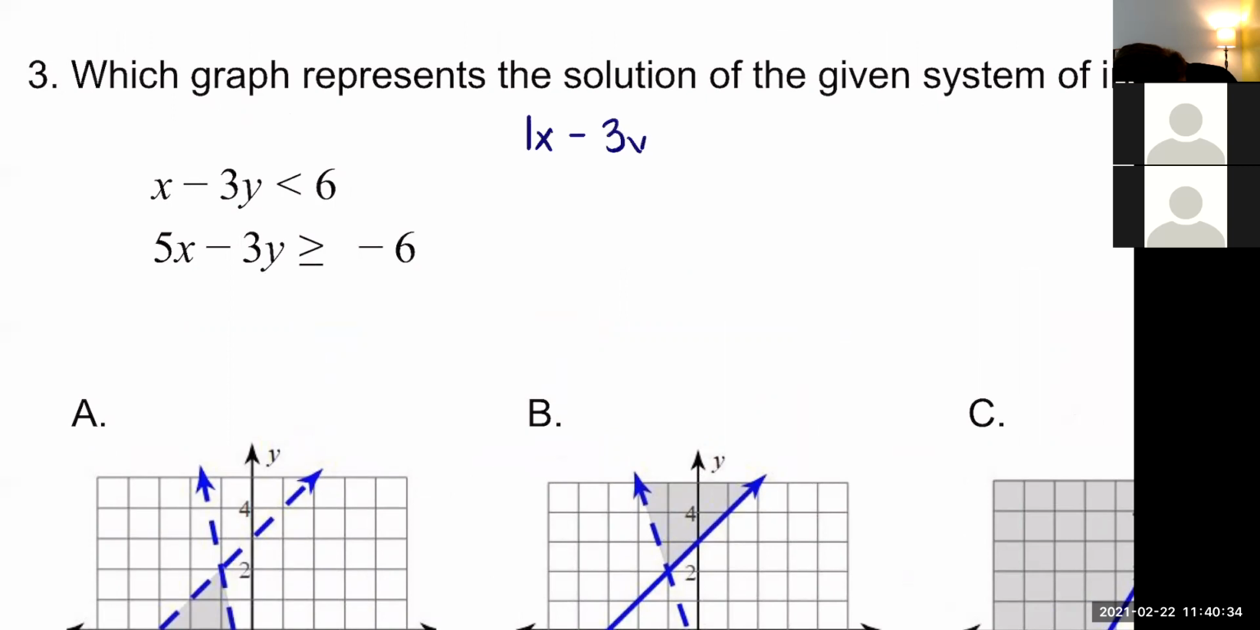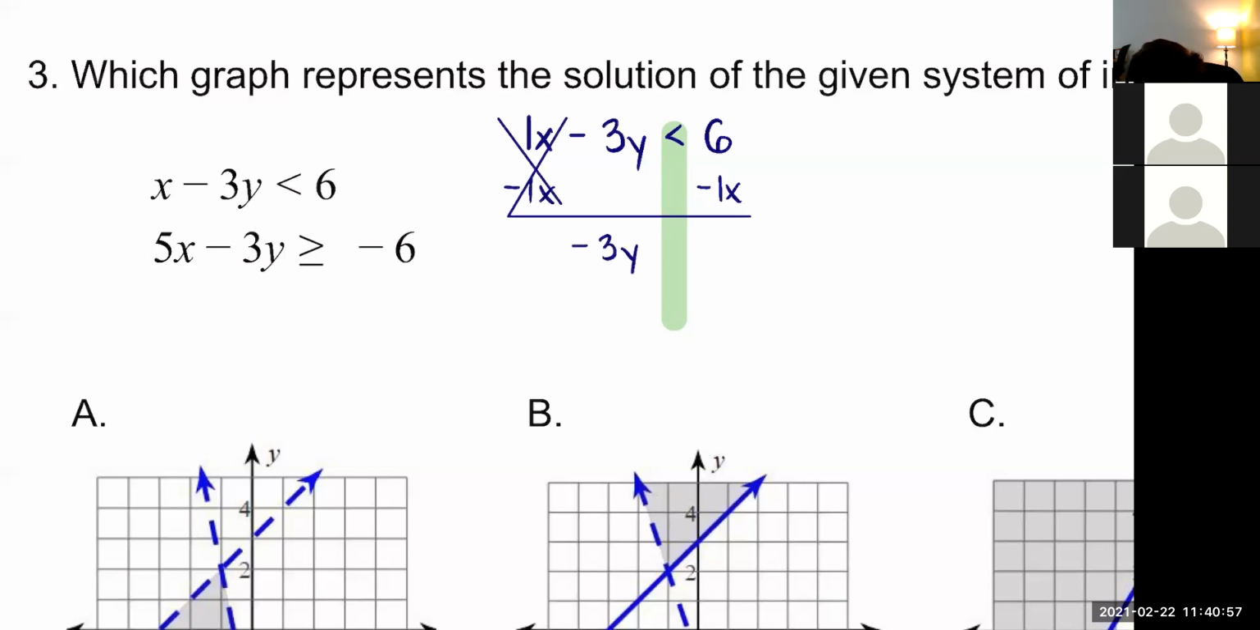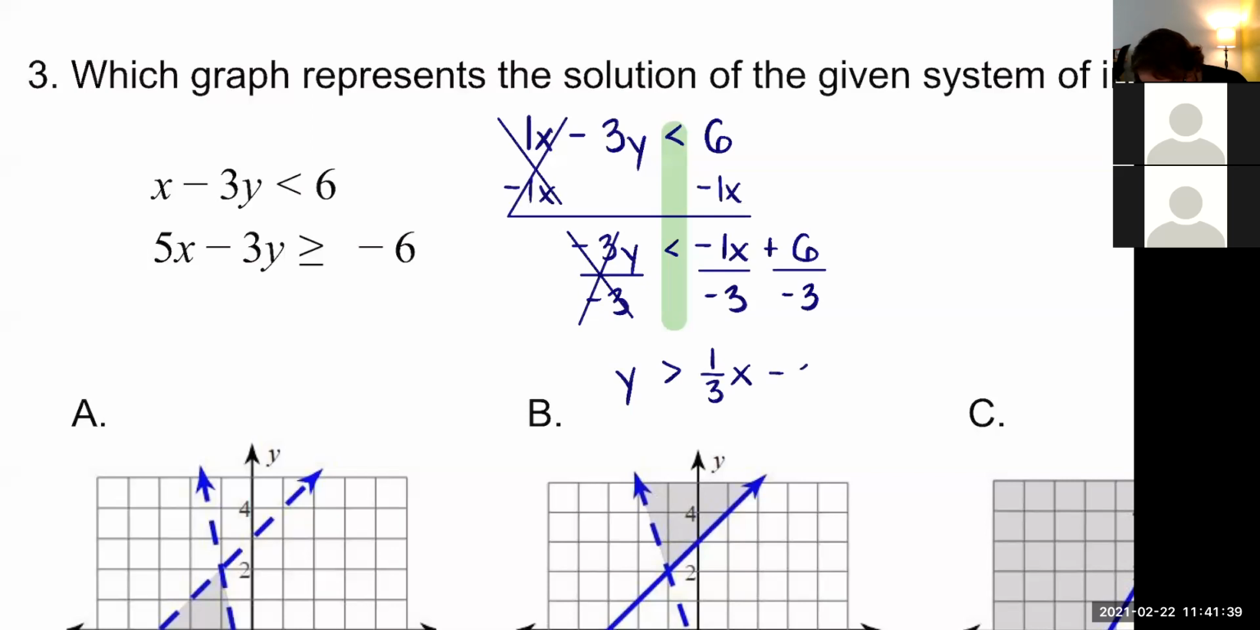1x minus 3y is less than 6. So getting that y by itself, I'm going to first subtract 1x from both sides. Which leaves me with -3y on the left is less than -1x plus 6. And then I need to get the y by itself by dividing everything by -3. Now, a couple things are going to happen here. First off, y is by itself, but I did divide by a negative, so the less than symbol becomes a greater than symbol. The -1x divided by -3 is going to give me a positive 1/3 x. And 6 divided by -3 is going to give me a -2.